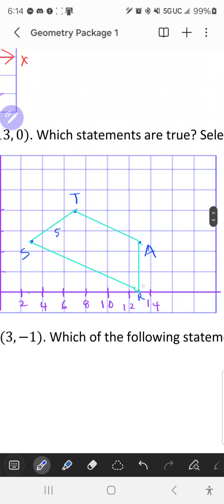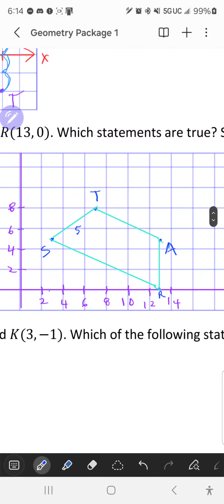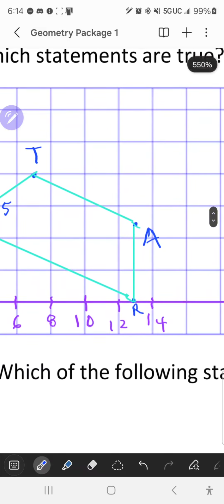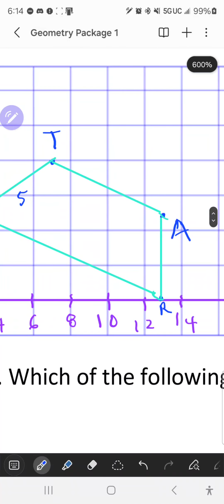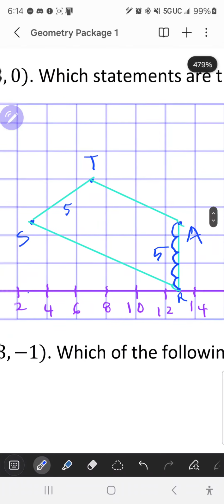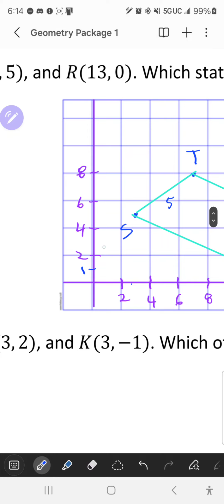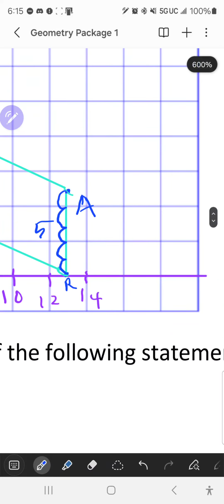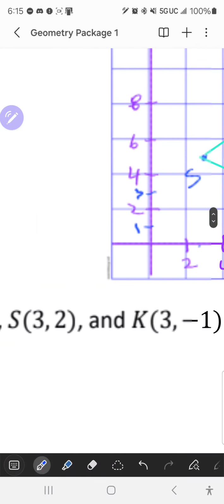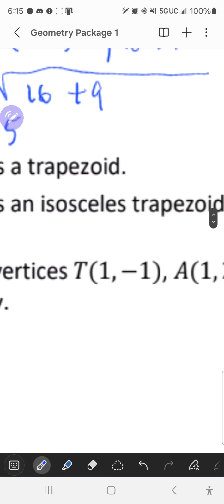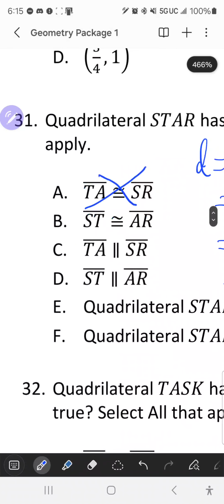Now, RA, since it is a straight line, I'm just going to count the units, and I know that this is 1, 2, 3, 4, and 5. So we also have 5 on this side. Don't forget that I put two numbers in one square, so I'm counting 2 for each square. So we know that the distance for AR is also 5. So this is true.